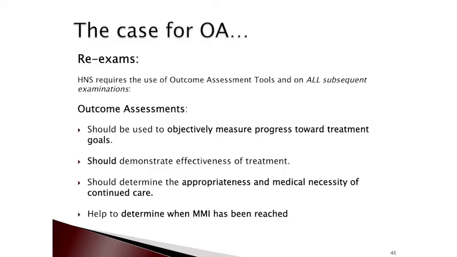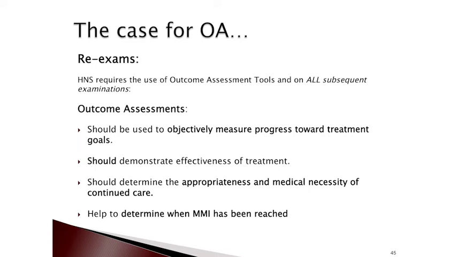So again, re-exams: H&S requires the use of outcome assessment tools on all subsequent examinations. Again, you're billing those 99 codes to gather this information, to do these reassessments, so it's very important. Outcome assessment should be used to objectively measure progress towards treatment goals, should demonstrate effectiveness of treatment, should determine the appropriateness and medical necessity of continued care, and help to determine if MMI has been reached, okay?